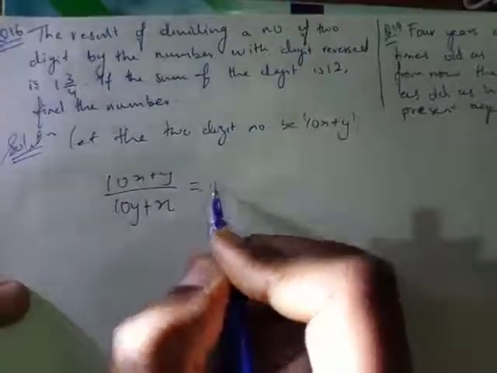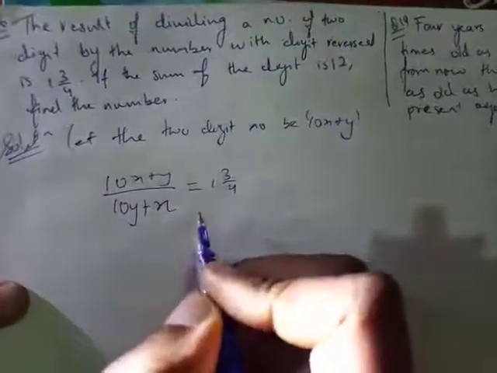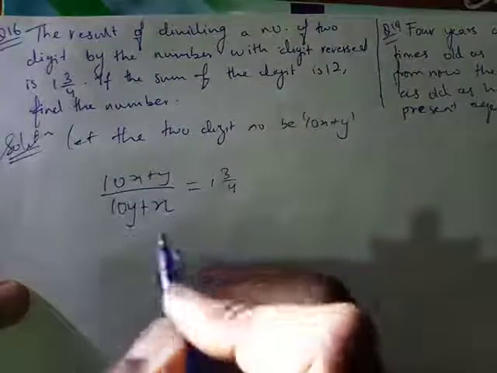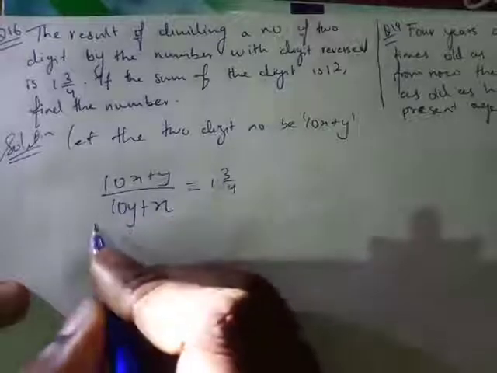is 1 whole 3 upon 4. I hope you understood. So this is my first equation. What I can do is shift things from here to there.